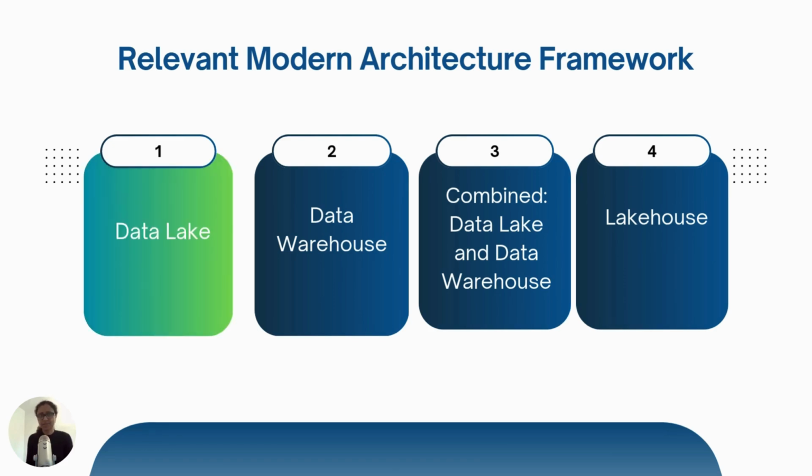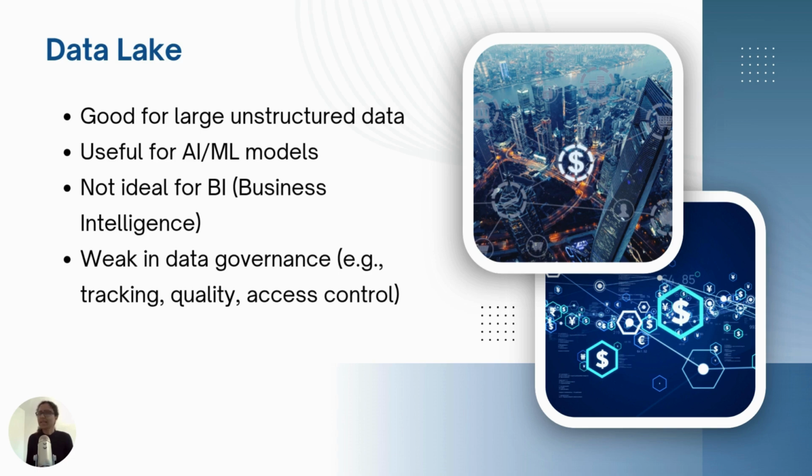First is the data lake. Now, what is a data lake? A data lake is mainly good for your large unstructured data, and it is very useful for AI or ML models. In any company concentrating mostly on machine learning models, deep learning models or any Gen AI model, this type of data lake is very important. But it is not ideal for any business intelligence work. It is weak in data governance, because data governance involves many policies and rules, and a data lake is not good at maintaining these.